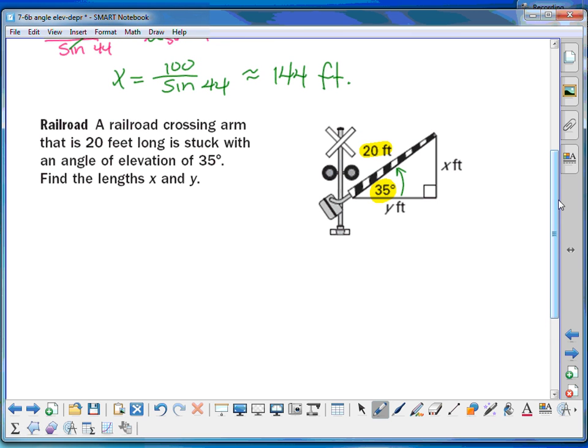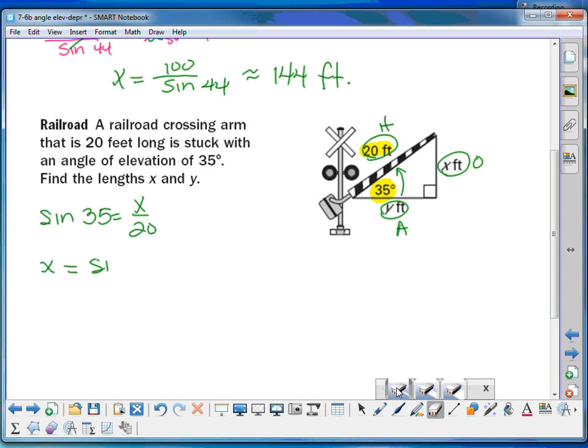Okay, so to find x, x is opposite, and that's my hypotenuse, and y is the adjacent. So for x, I've got opposite and hypotenuse. I'm going to use the sine of 35, and that equals x over 20. If you multiply both sides by 20, x is going to equal 20 times the sine of 35. And that comes out to approximately 11.5 feet.